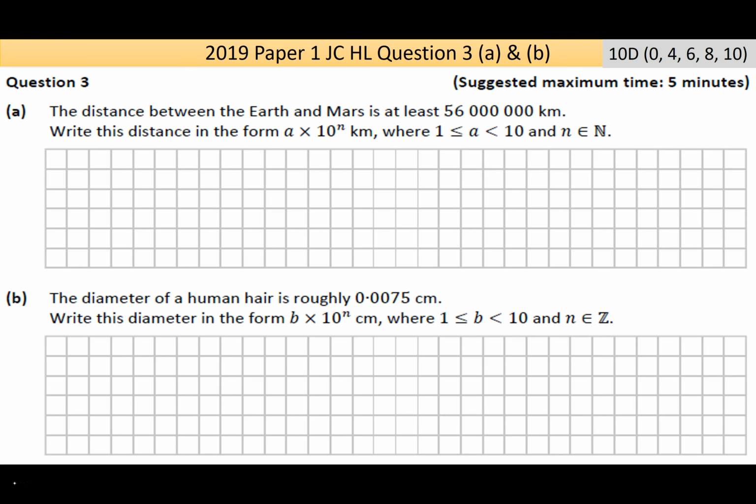So as usual, I'd suggest you stop and just have a go at what's on the screen, and then if you have trouble, come back. If you're back, okay, question 3 here, parts A and B are joined together, worth 10 marks. We're told in part A that the distance between the Earth and Mars is at least 56,000 kilometers. Write this distance in the form of A times 10 to the power of n kilometers, where A is between 1 and 10, and the power is a natural number.